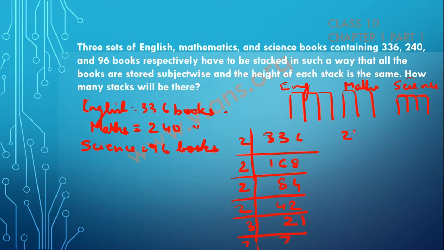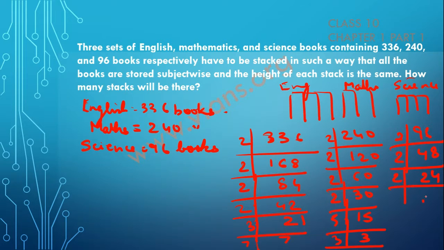What about 240? 240, let's see. Ends in 0, so definitely 2 will divide it. Ends in 0 again, so 2 will divide it. Ends in 0. Ends in 5, and then it's just 3. This is 1. And 96 now ends in 2, 4 2s are 8, 16. Ends in 8, 2 will divide it. Ends in 4, 2 will divide it. Ends in 2, 2 will divide it. Ends in 6, 2 will divide it, and then you've got 3.